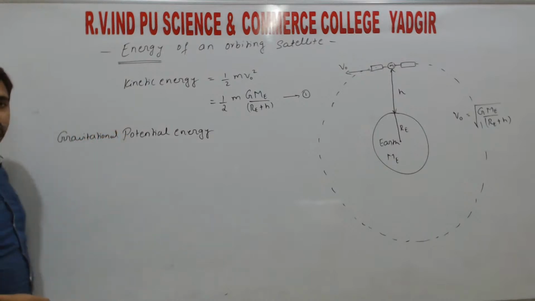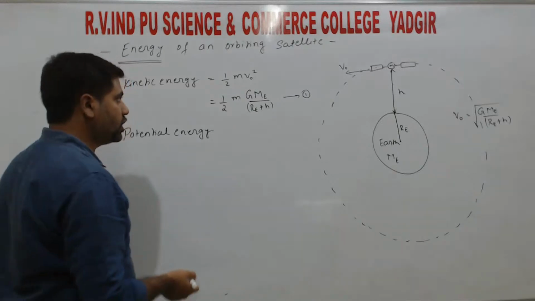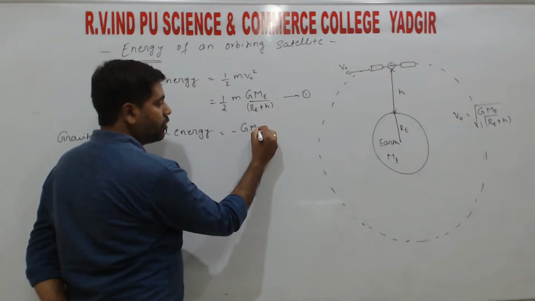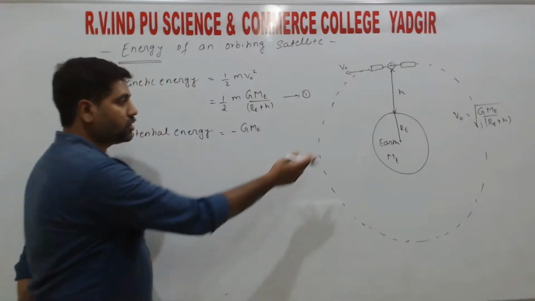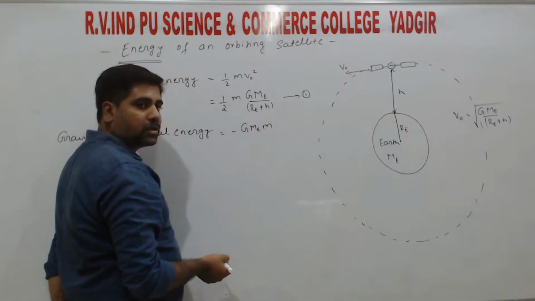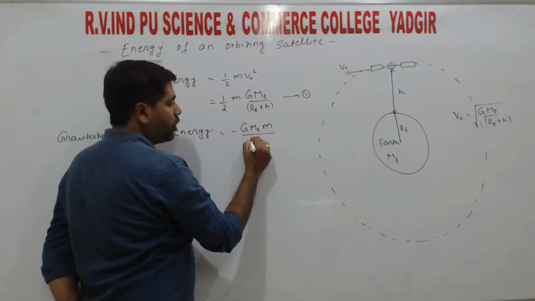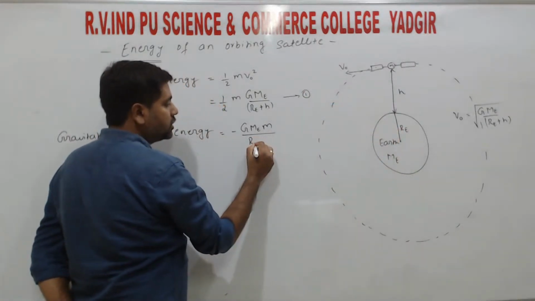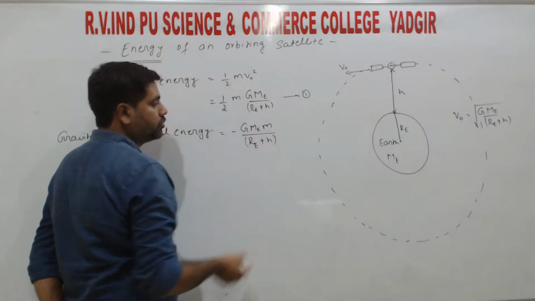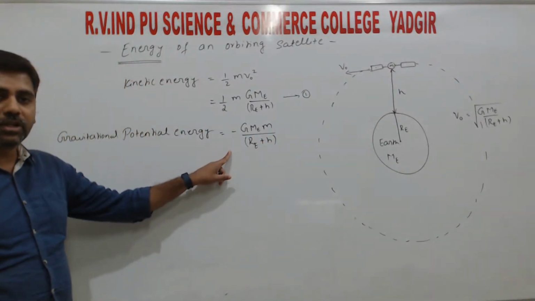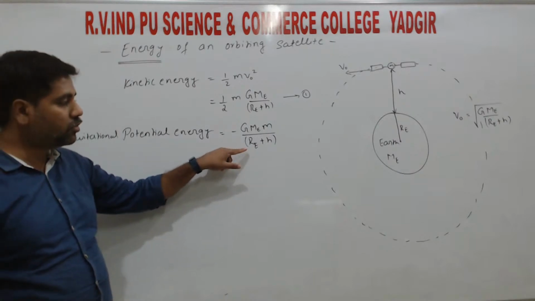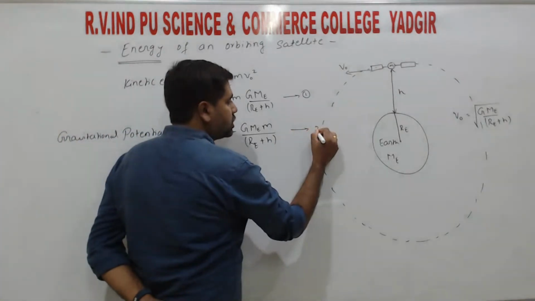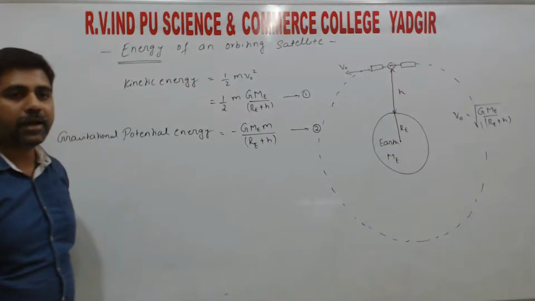In the previous class we also derived the relation for the gravitational potential energy, that is equal to minus G ME m, the product of the mass of the earth and the mass of the satellite, divided by the distance of the object from the center of the earth, that is RE plus h, right? So this is the relation for the gravitational potential energy. This relation we also derived in the previous class, right? We take this as the second relation.